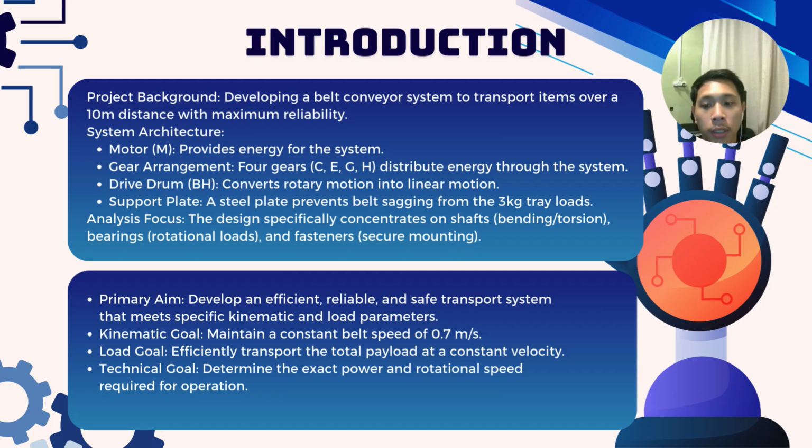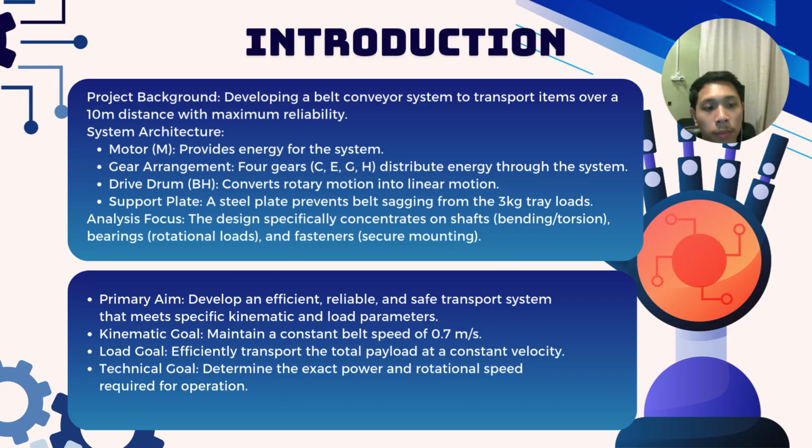For the system architecture, this design consists of three main units. The first one is an electrical motor to provide the primary energy source. This energy is distributed through a four-gear arrangement, which manages speed and torque. Finally, the drive drum, which acts as the critical interface, converting that rotary energy into the linear motion that moves the belt.